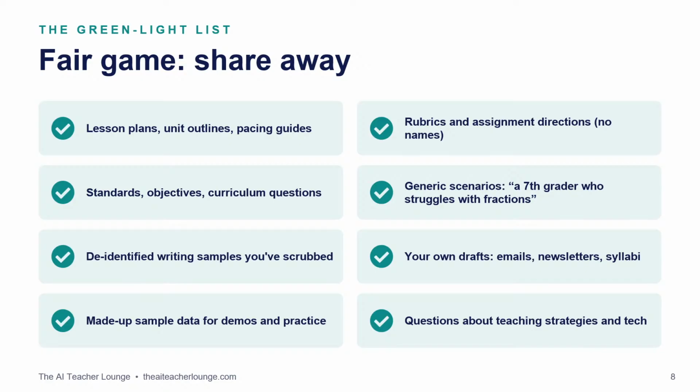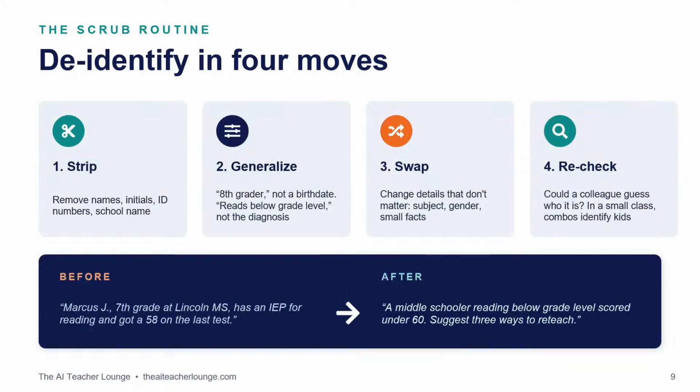I would say if you want to be extra, extra, extra cautious, you might want to say a middle schooler has a problem with fractions. How would we explain this? That would be a safer way to present it if you truly are very concerned about that. So, no harm on that one. Your own drafts, emails, newsletters, syllabi, very good to put into the AI for help. Questions about teaching strategies and tech, also fantastic things to put into your AI.